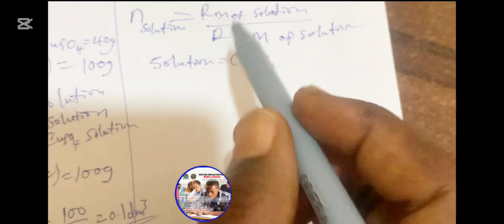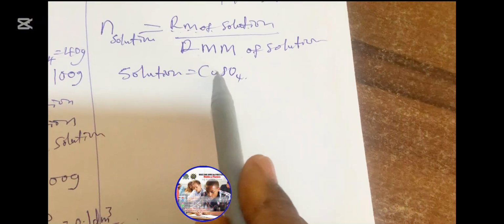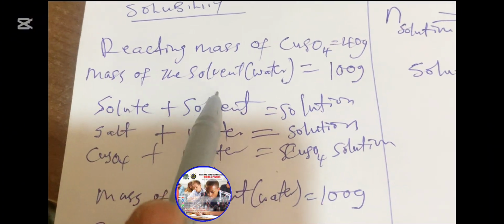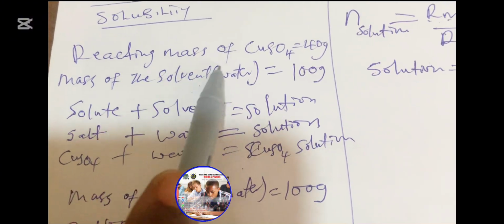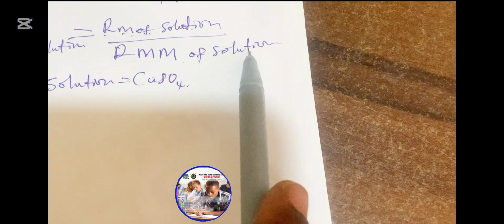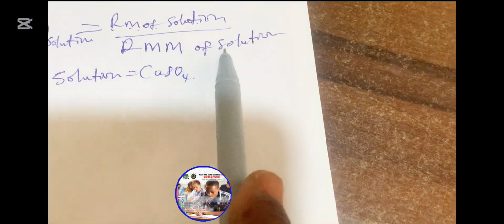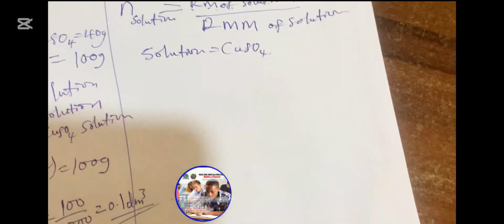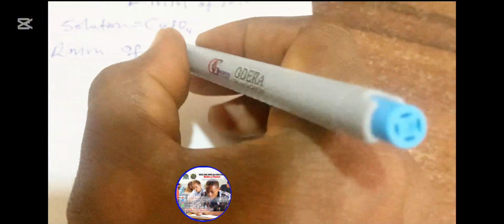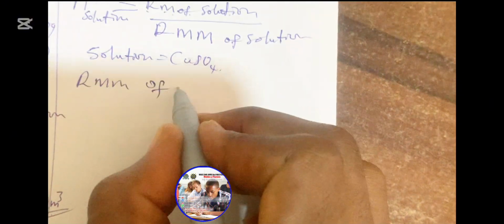And then the reacting mass of copper sulfide, we are given as 40 gram. So we know this one. Then the RMM of the solution, which here is copper sulfide, is what we need to now calculate. Now from the equation, to calculate the RMM of copper sulfide.